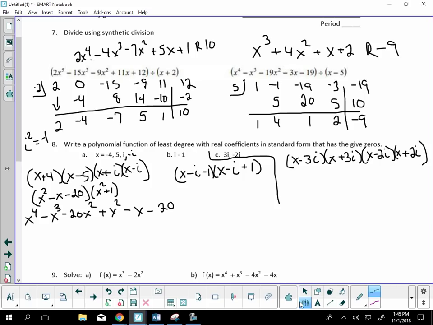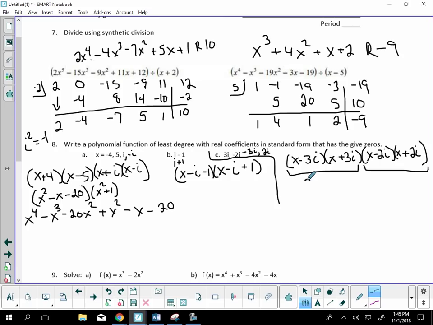On B, I don't know that I'm going to go ahead and FOIL that out because I'm running out of a little bit of space, but you need to remember that it travels with its conjugate of i plus 1. Here, the 3i is going to have its buddy of negative 3i, and it's going to have its buddy of positive 2i. So you're going to have two things to multiply. And my hint here is it's always easiest to multiply the conjugates together.